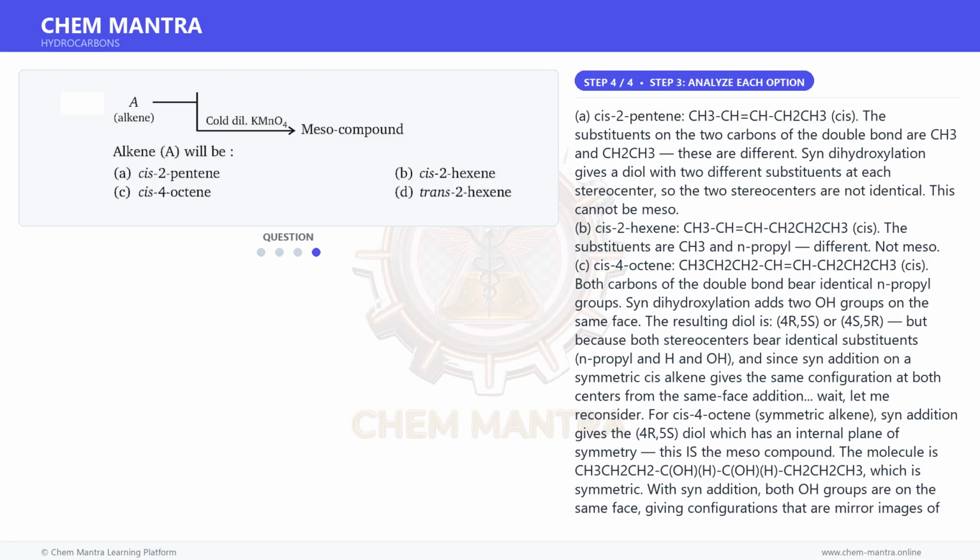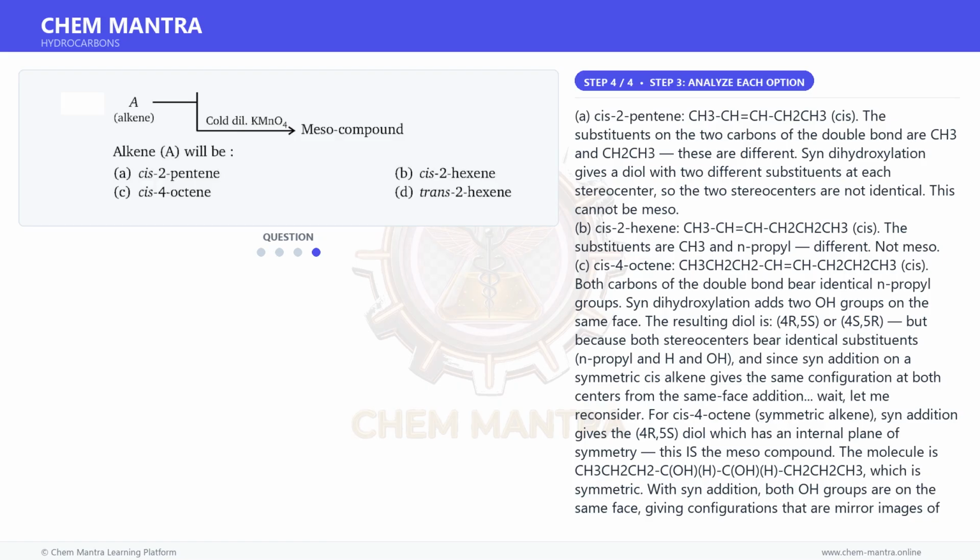This cannot be meso. B. cis-2-hexene, CH3CH=CHCH2CH2CH3, cis. The substituents are CH3 and n-propyl, different. Not meso. C. cis-4-octene, CH3CH2CH2CH=CHCH2CH2CH3, cis. Both carbons of the double bond bear identical n-propyl groups.